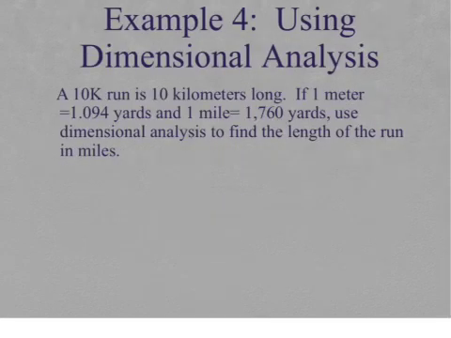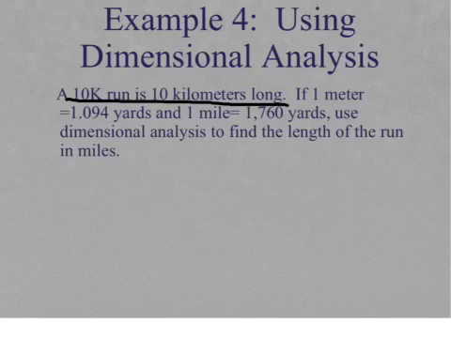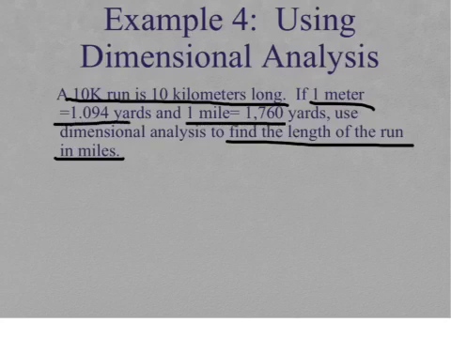Example 4 requires us to use a concept called dimensional analysis. In this problem, we're going to be considering a 10K or 10 kilometer long run. And then we want to figure out what that length of a run is in terms of miles. We're given some unit transfer information. We know that 1 meter is equal to 1.094 yards and 1 mile is equal to 1,760 yards. So we're going to use that information to our benefit and we're going to figure out the answer to this.